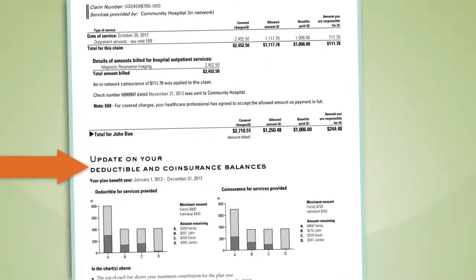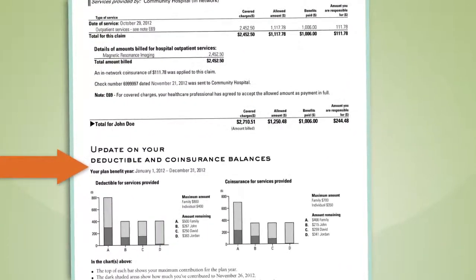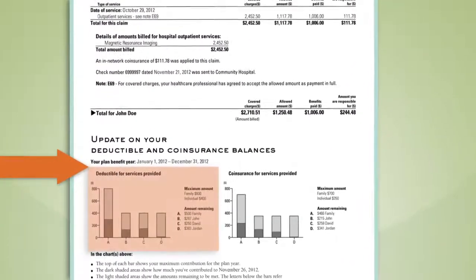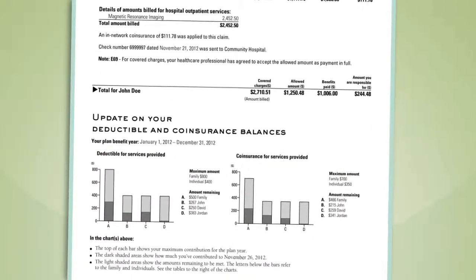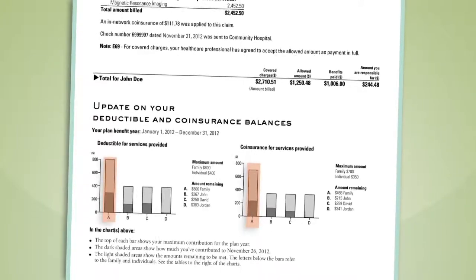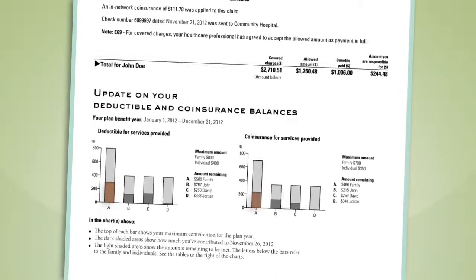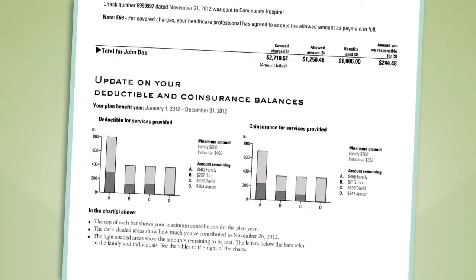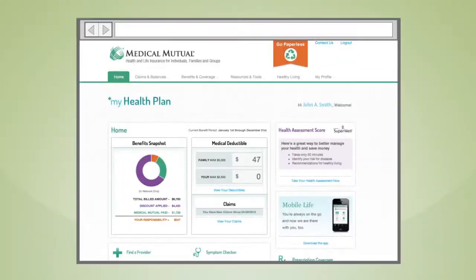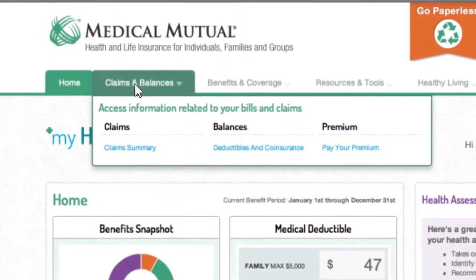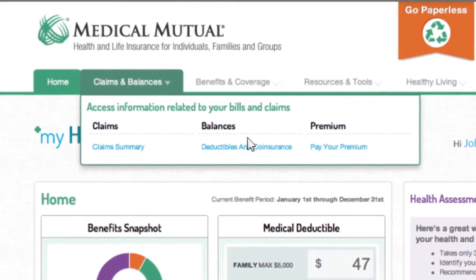Deductible and coinsurance balances. This section gives you an overview of any deductible or coinsurance you are responsible for based on your plan or policy. You can see your annual total, plus how much you've paid toward meeting your maximum amounts, and how much more you might have to pay for future claims. If you choose paperless EOBs on My Health Plan, you can see the same information by clicking on the Claims and Balances tab, then Deductibles and Coinsurance.